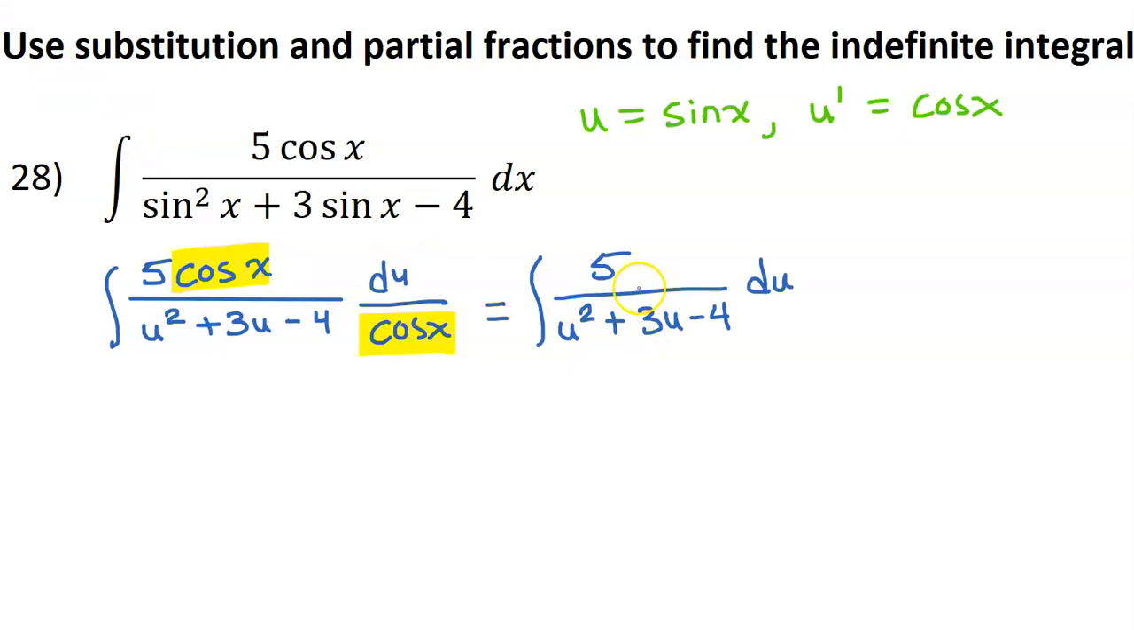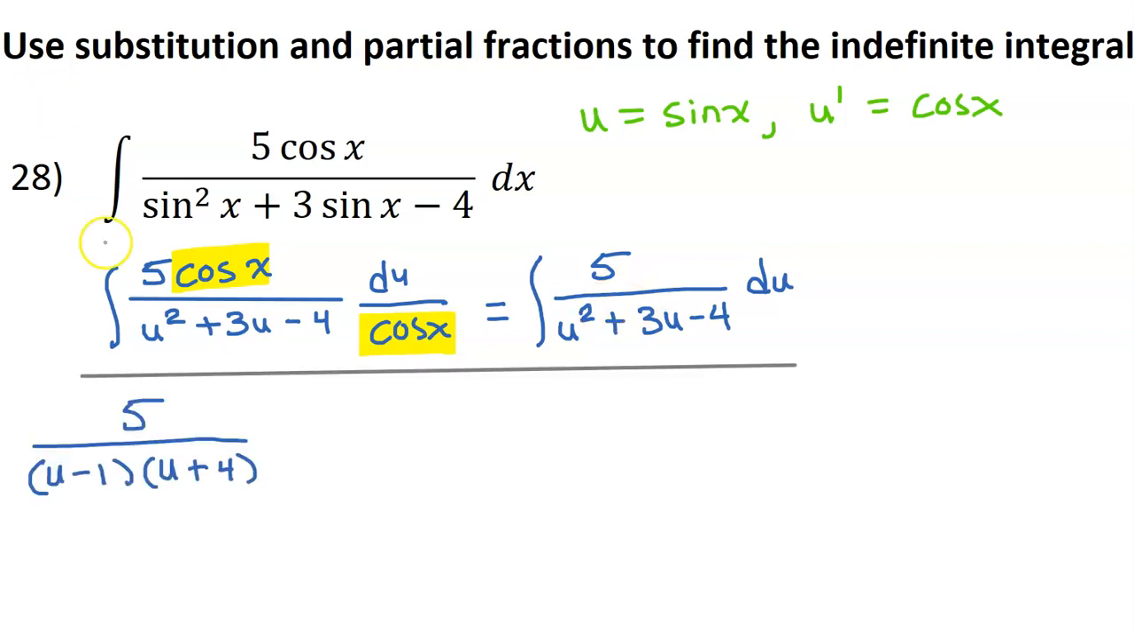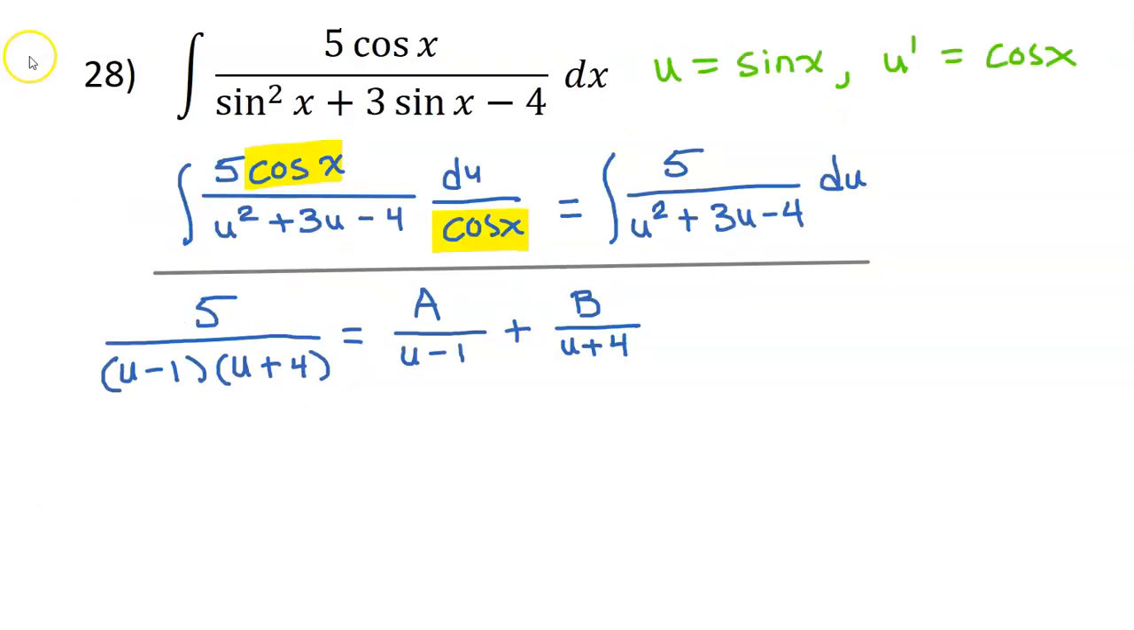So now we are left with this expression, which we will need partial fractions to integrate. We start by rewriting the integrand with the denominator in factored form. Now we need to rewrite the integrand in the form a over u minus 1 plus b over u plus 4. We can solve for a and b by multiplying both sides of this equation by the common denominator u minus 1 times u plus 4.